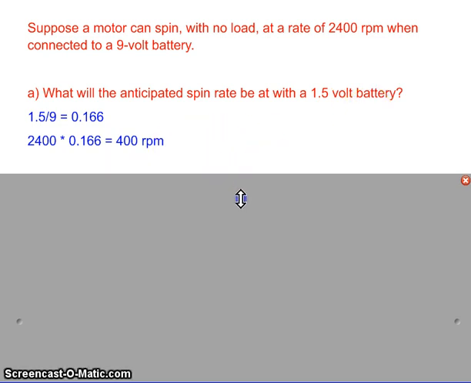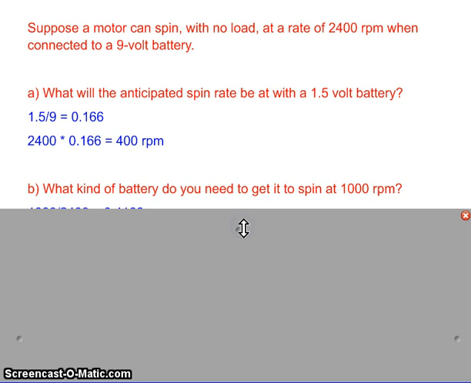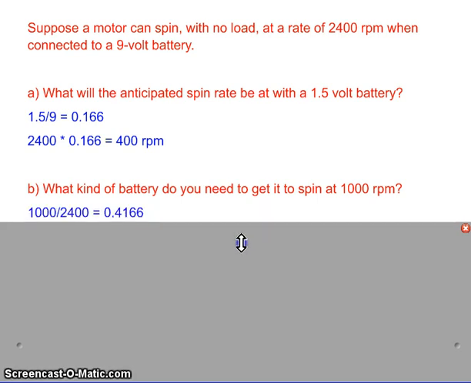Okay. Again, another kind of proportionality. What voltage do we need to get it to spin at exactly 1000 RPM? Well, what portion of the top spin rate is this? So it's 1000 over 2400. It's 41.6% of the maximum spin rate, or 0.4166.